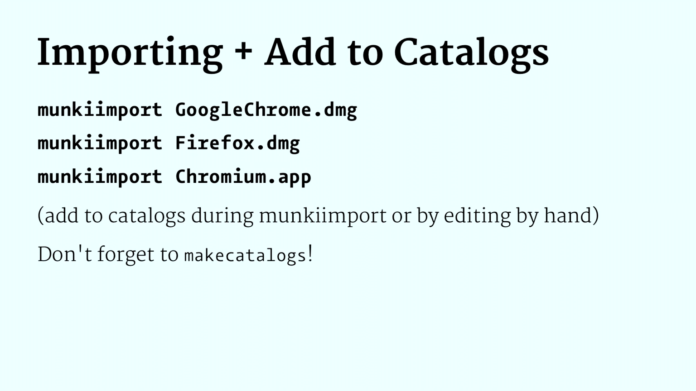When you import a .app file, Munki import will automatically throw it in a disk image for you, so it'll compress it and make sure it's good there. You'll specify your production catalog in Munki import or by editing by hand. And don't forget to run make catalogs.